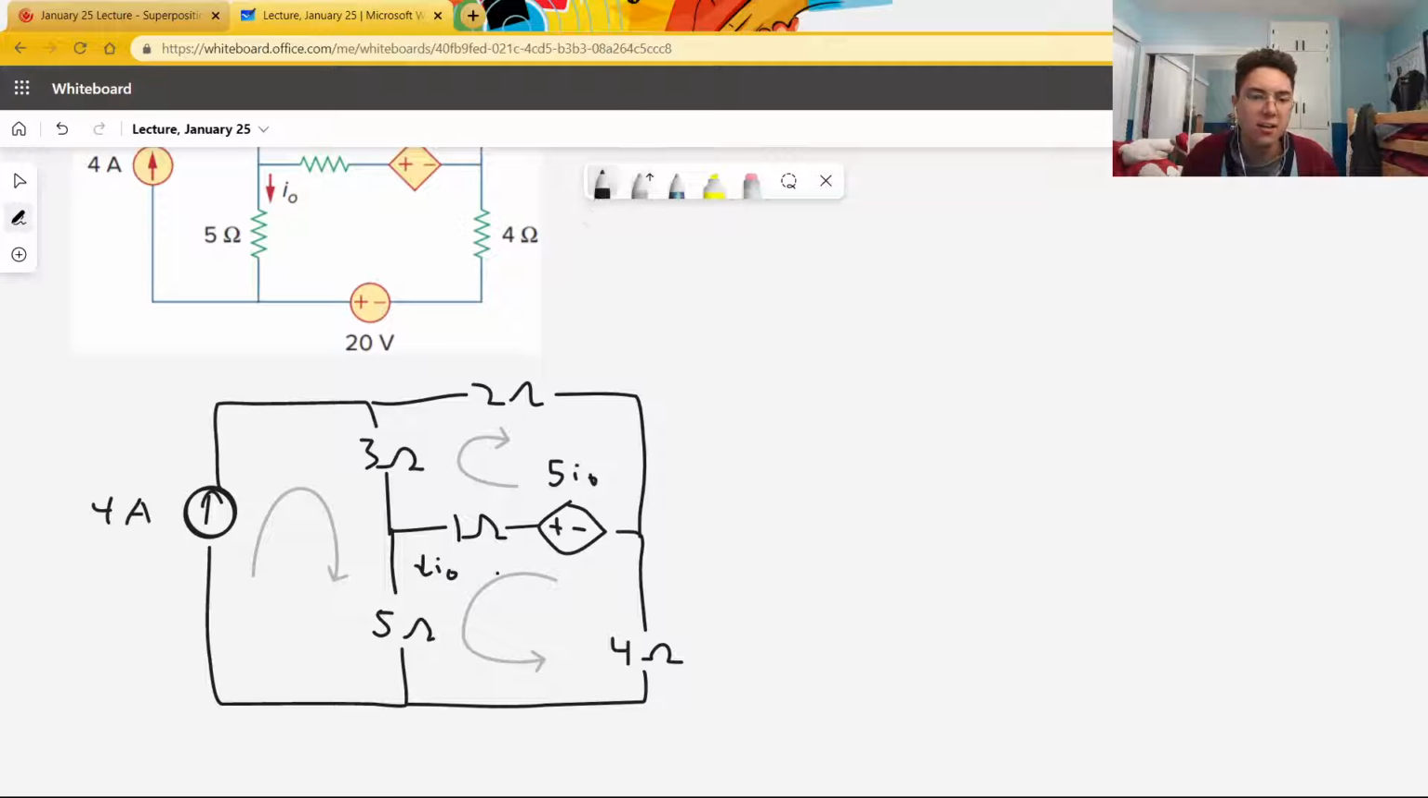Observe that they are not all clockwise. This one is clockwise, but these two are counterclockwise. I chose this one to be counterclockwise because it matches the direction of this branch and is actually 4 amps. That's just literally what it is, but I'll call it I1.